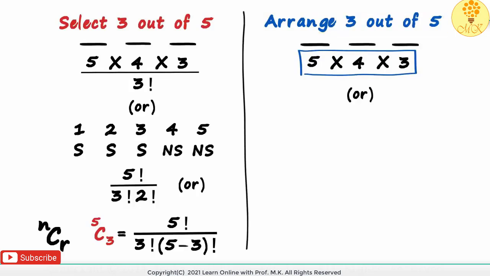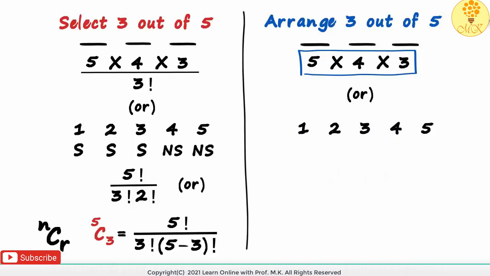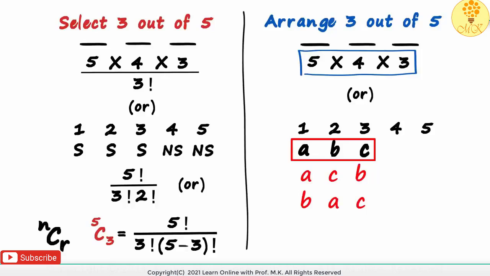Another way to look at it is by numbering the objects from 1 to 5. In the previous case, 3 were selected, and as their order did not matter, we put each of them in the S category. But here, the 3 objects have to be arranged. So we need to put the 3 selected objects in different categories. The 3 different categories could be labeled A, B, and C. As the order matters, ABC will be different from ACB or BAC.